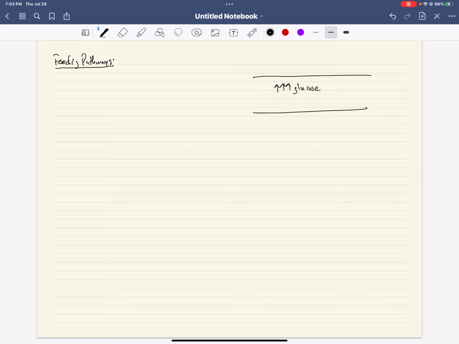So the pathways that I want you to really think about whenever you eat, from next time, anytime you eat, I want you to focus on these pathways, seriously. So the first one is glycolysis, right? I want you to think about it like burning glucose.